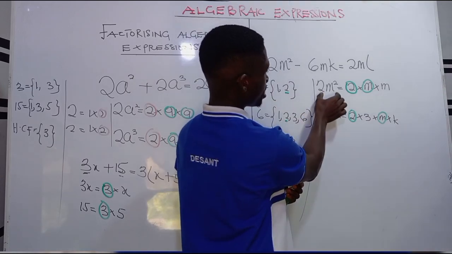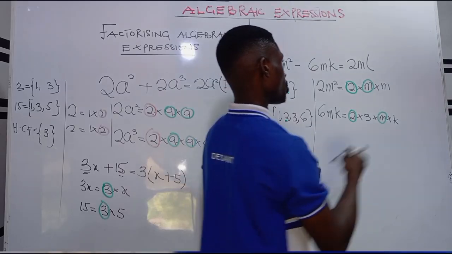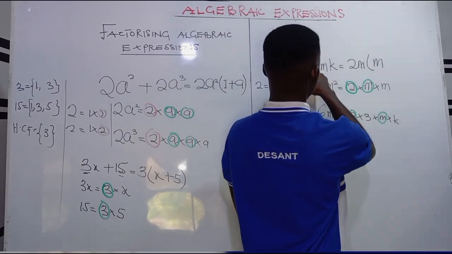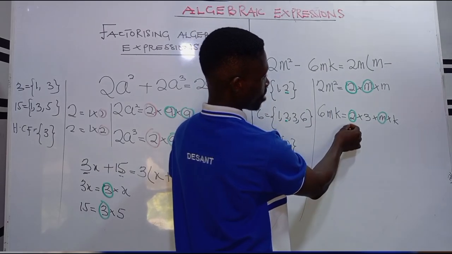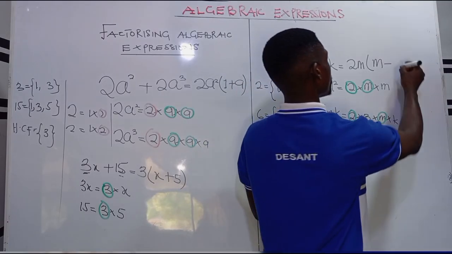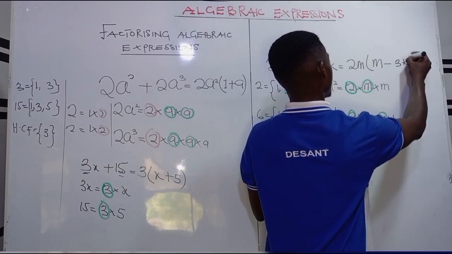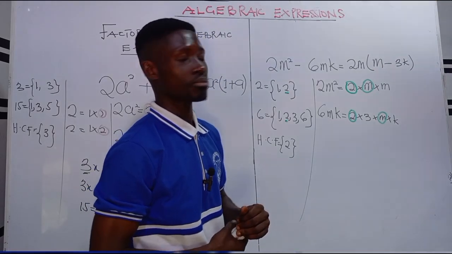With the first expression, after bringing 2m out, we are left with what? Only m. So you write it down. Then we have minus. With the second expression, after bringing 2m out, we are left with 3 times k, and that gives us 3k. Then we are done. Very, very simple and easy.